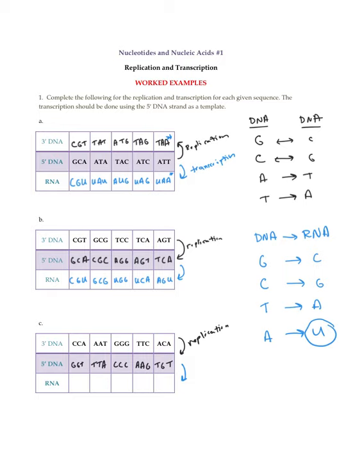And so we can do our last example. GGT becomes CCA. TTA becomes AAU. CCC becomes GGG. AAG becomes UUC. And TGT becomes ACA.